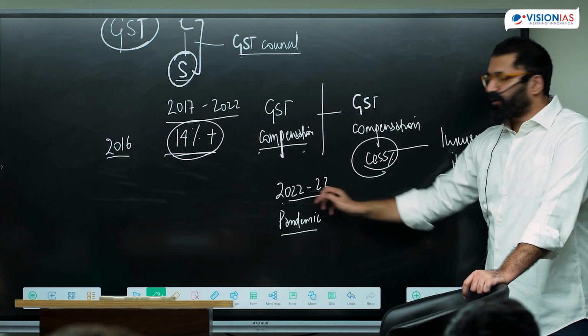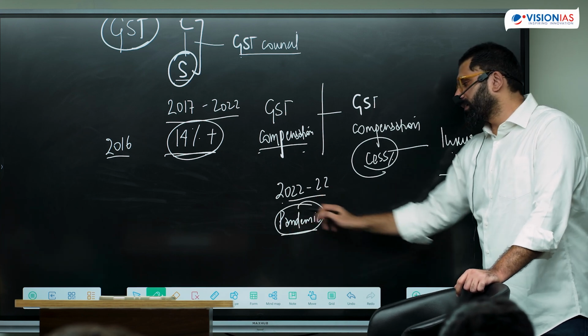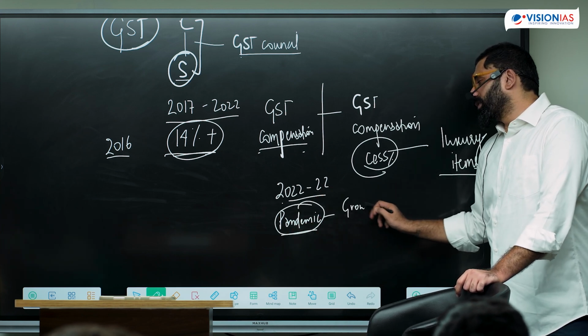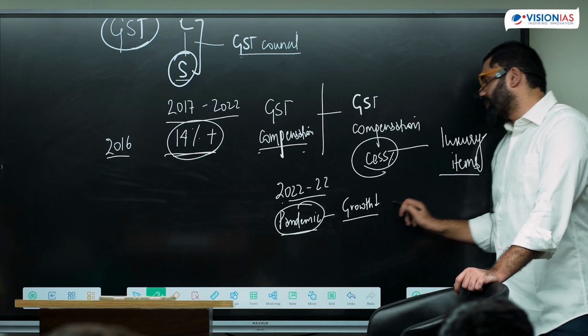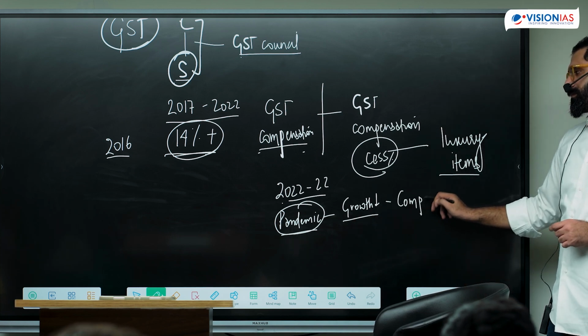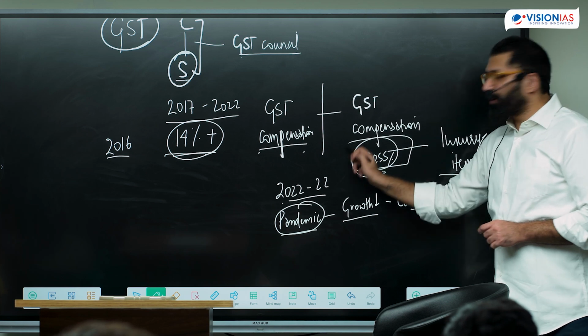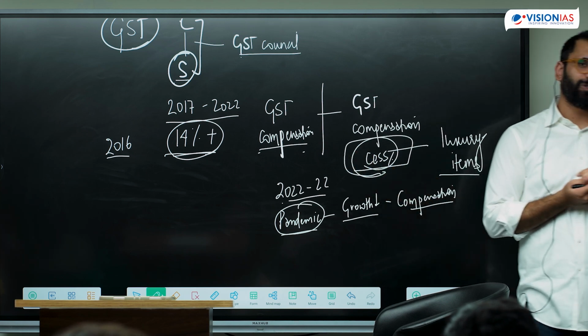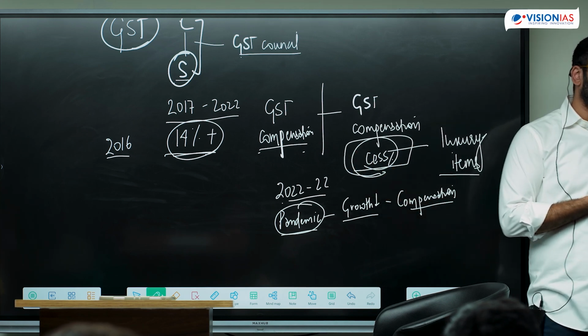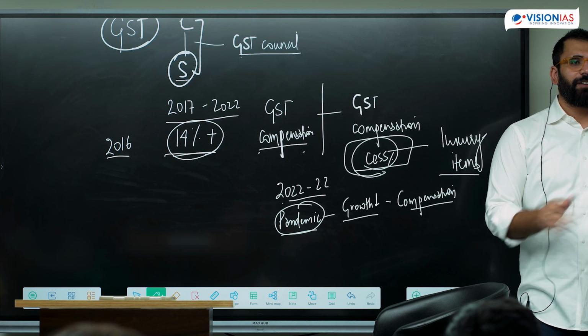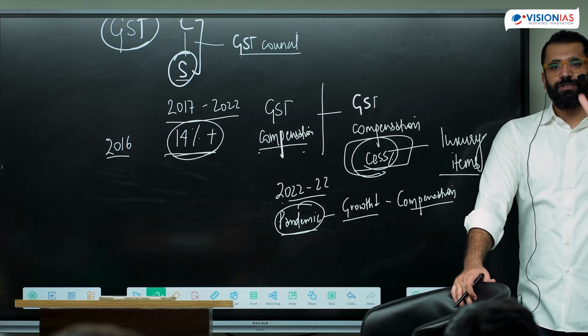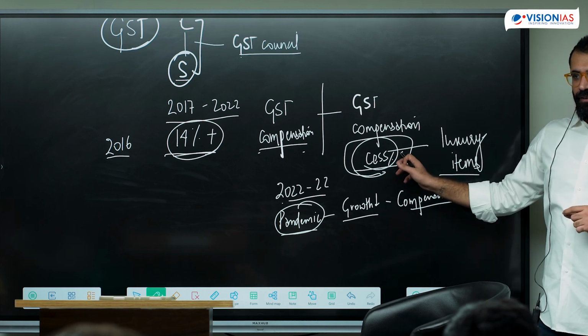Now for these 2 years, what happened? During the pandemic years, the growth in the tax revenue did not turn up. Therefore, there was a high demand for compensation. But the cess would not be high. Since the growth stopped, there is lockdown. So if there is lockdown, the slowdown of consumption means the cess is not collected.